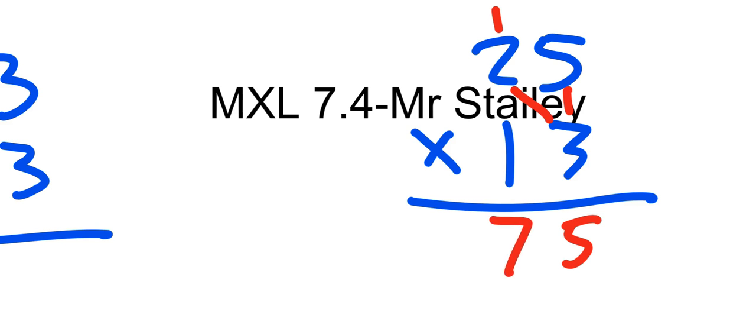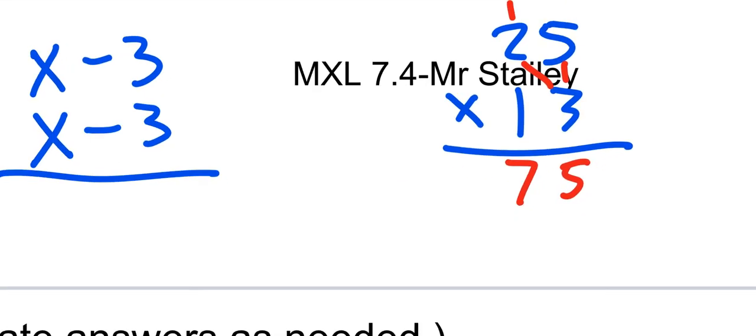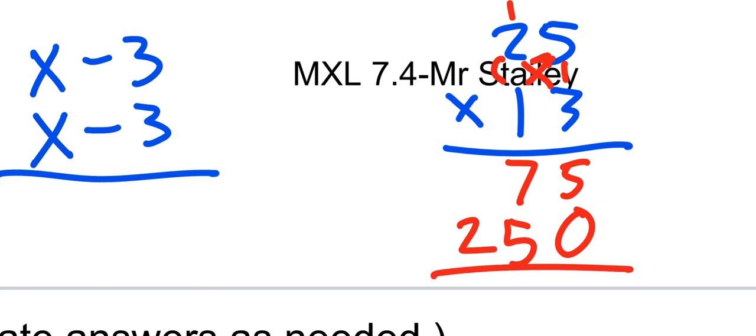And then what would you do? You'd put a 0 in here, and then you'd do 1 times 5, and that would be 5. And then you do 1 times 2, and that would be 2. And then what would you do down the columns? You'd add the like terms, right? What a nice trip down memory lane that is. Okay?